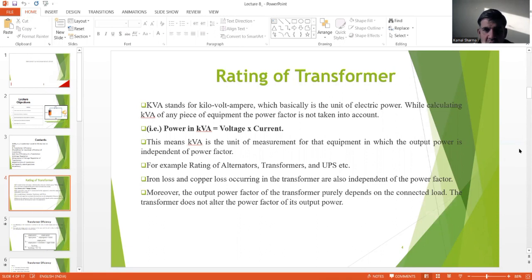So power in kVA, and voltage and current, we know this, and kVA is a measurement of the equipment whose output power is independent of power factor. So that's why we don't have a load before starting the transformer, so we are not able to understand the power factor. That's why the measurement is in the unit of kVA.